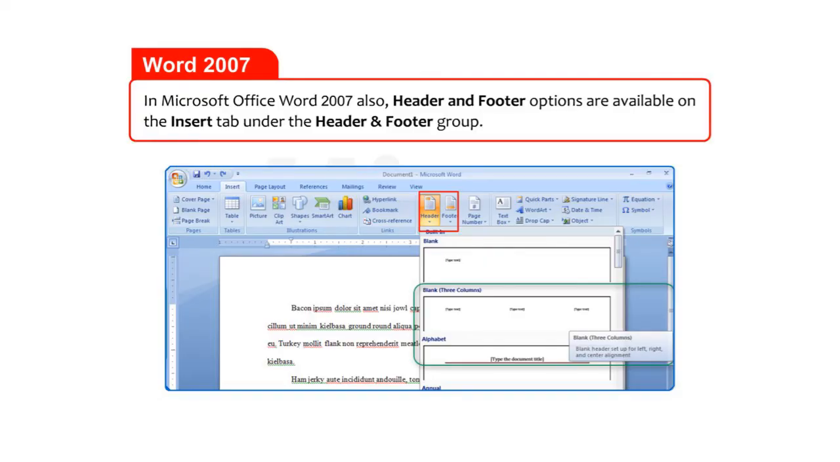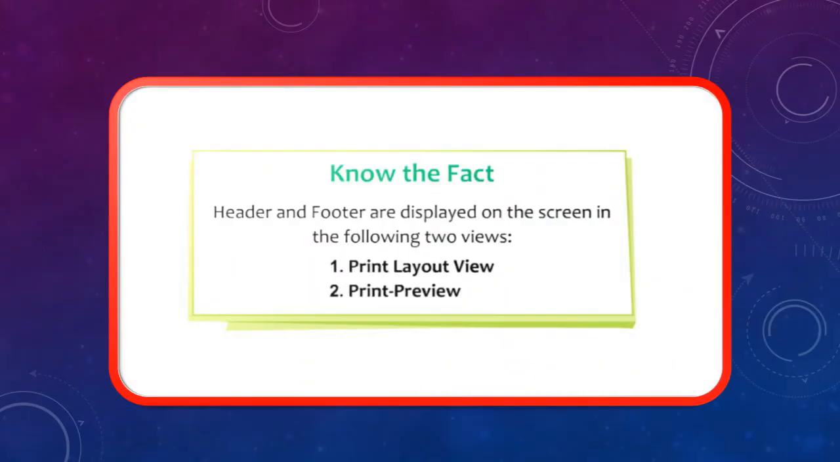Students, in Microsoft Office Word 2007, the header and footer options are also available on the Insert tab under the Header and Footer group. Students, do you know the fact that header and footer are displayed on the screen in the following two views: Print Layout View and Print Preview?